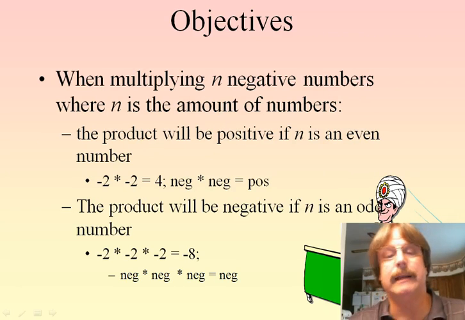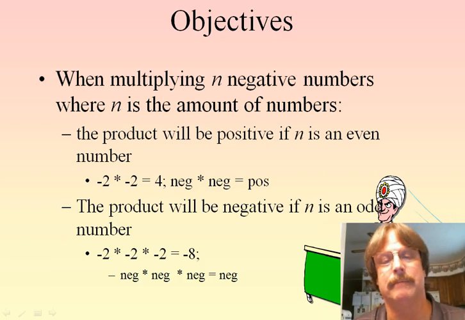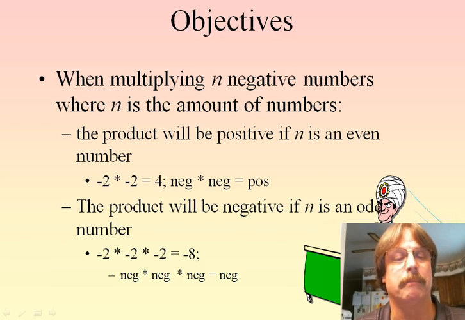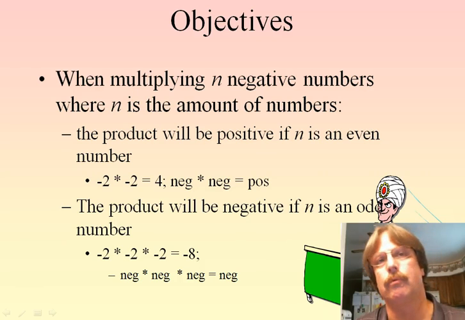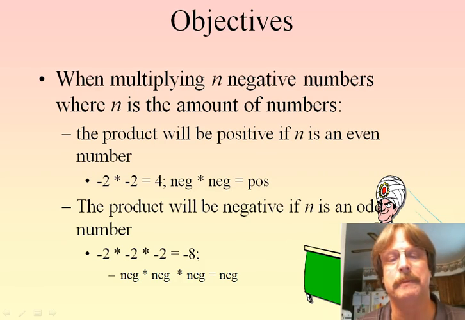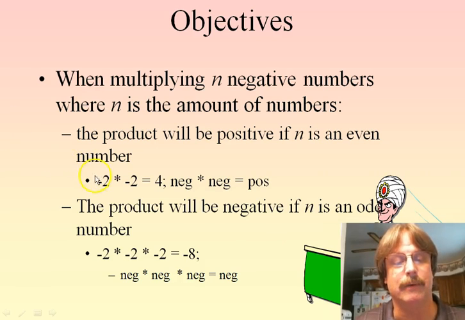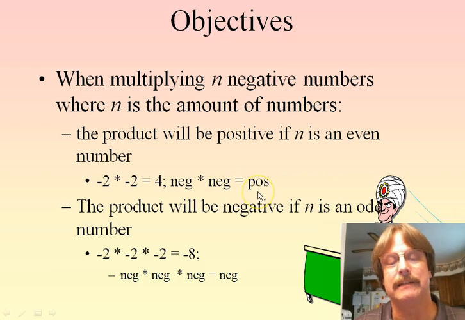When multiplying n negative numbers, n is representative of the amount of numbers, so whether you have 2 or 3 or 4 or 5, the product will be positive if n is an even number. By example here, I have -2 times -2, and that equals 4. So what we're showing here is that we have two numbers, not the number 2, we have two numbers. So a negative times a negative is a positive.